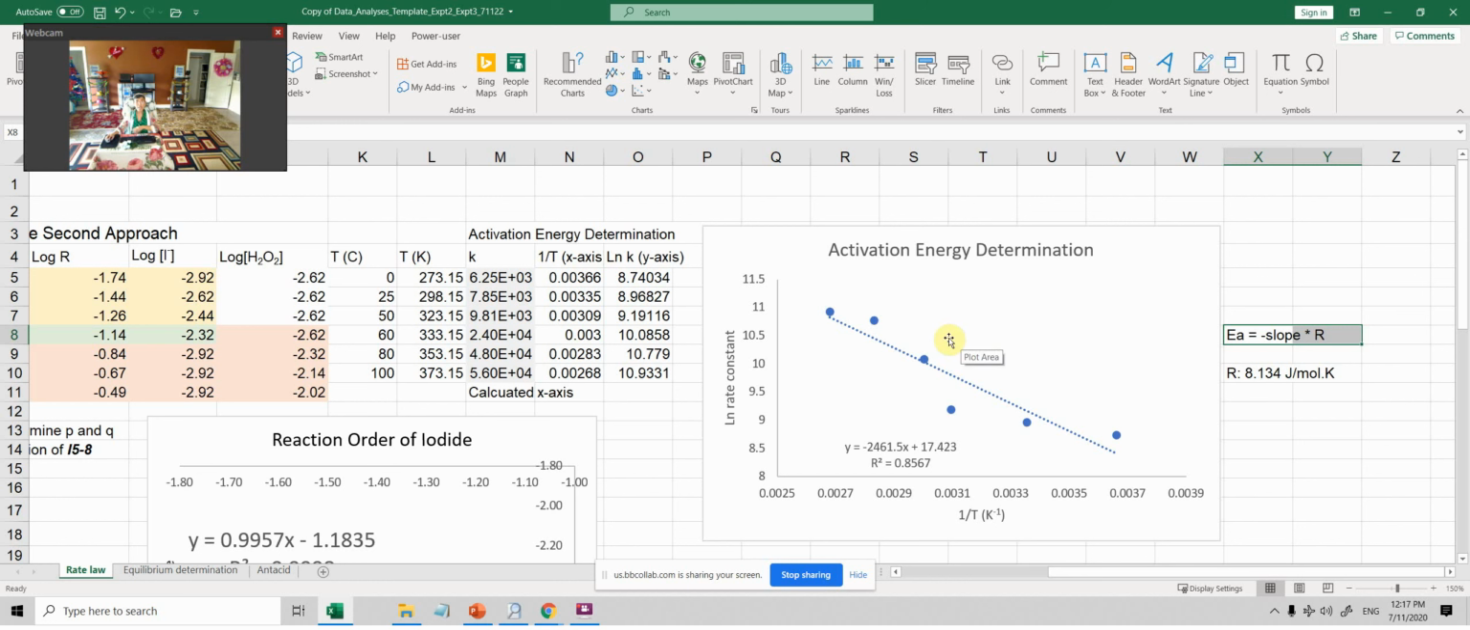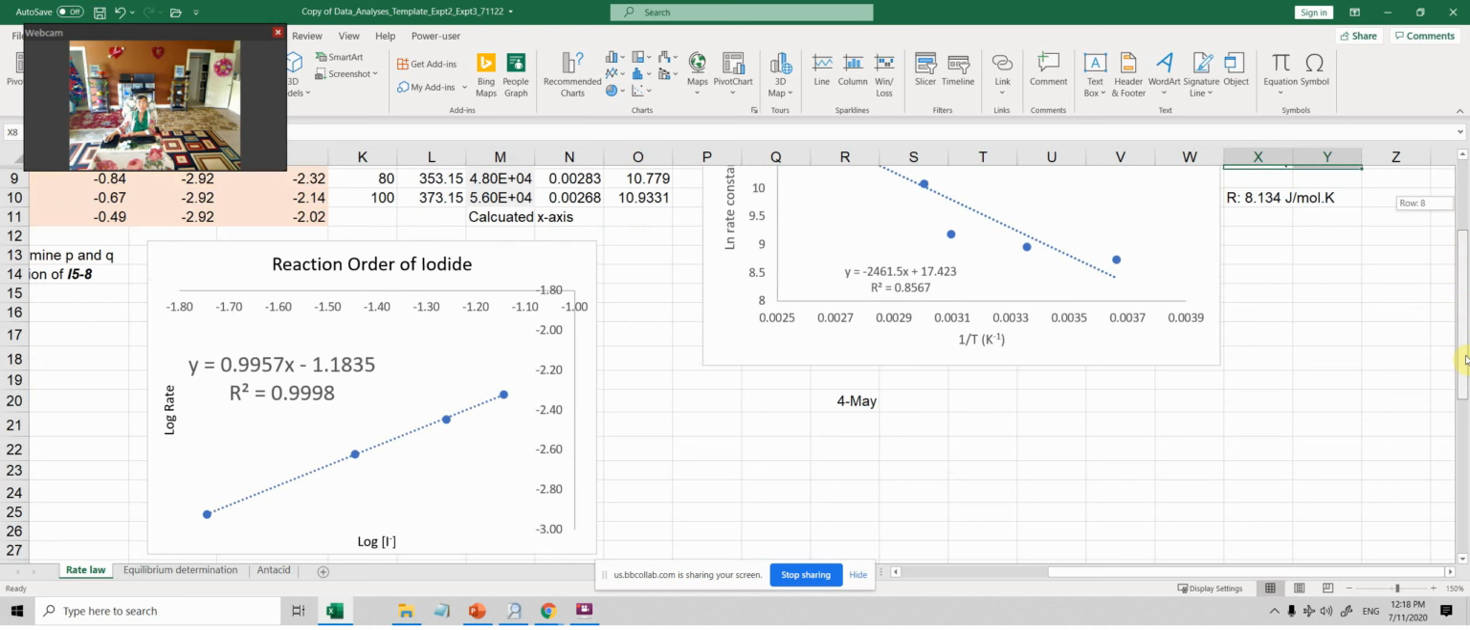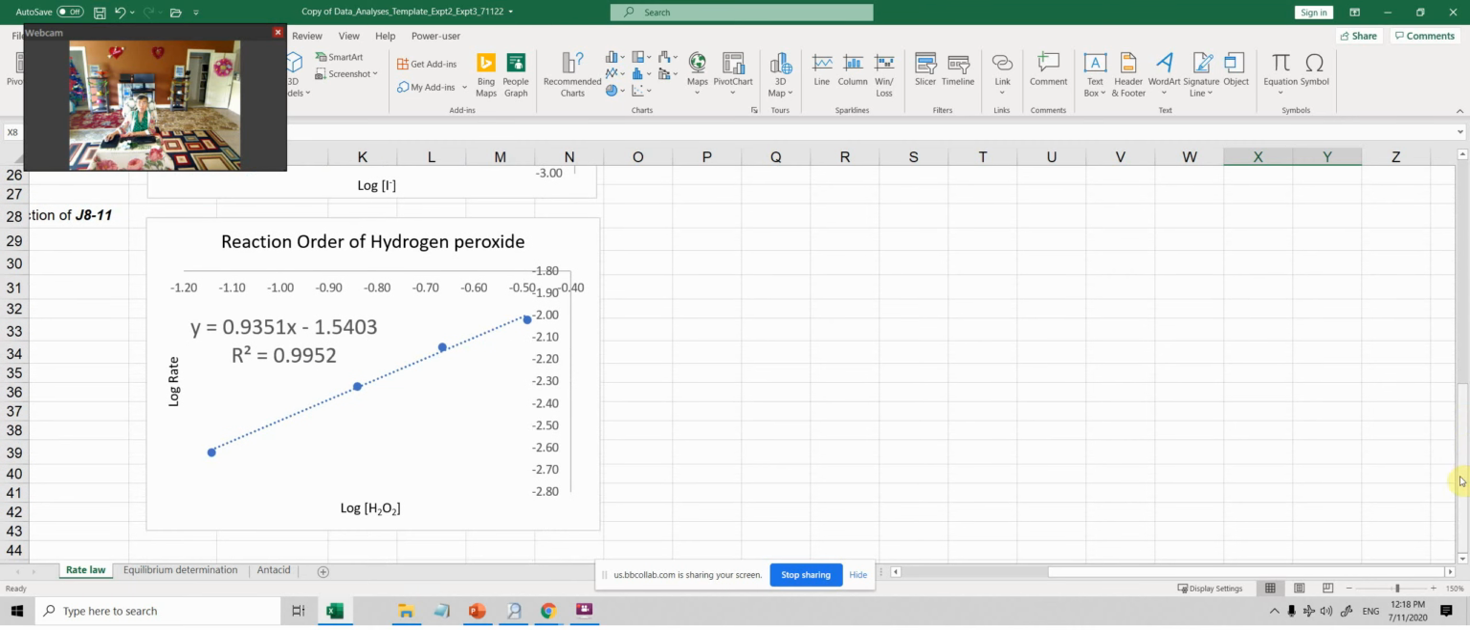So that's essentially the reaction rate law determination. You want to determine the reaction order for different reactants. You also want to determine the rate constant for that related reaction at different temperatures. Based on the different temperatures, you can calculate the activation energy.